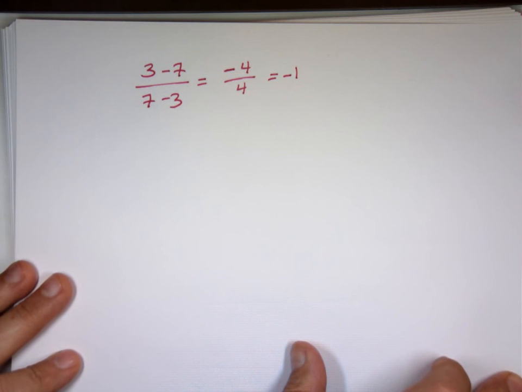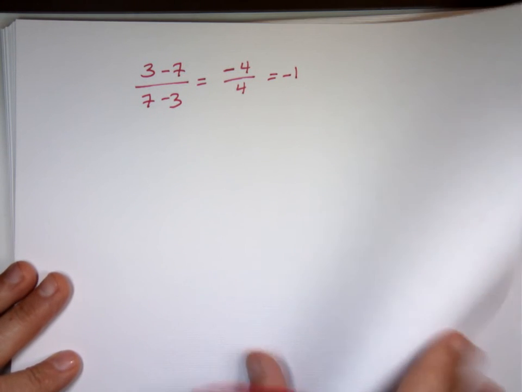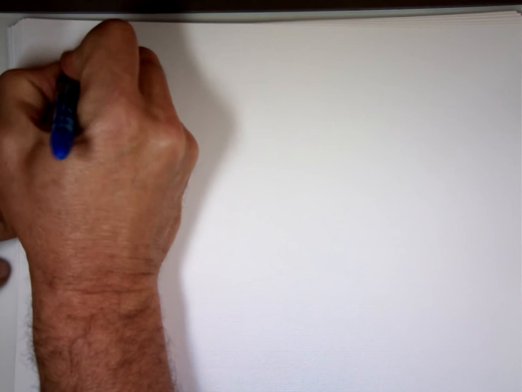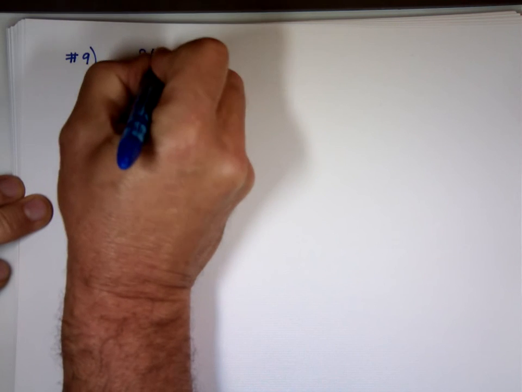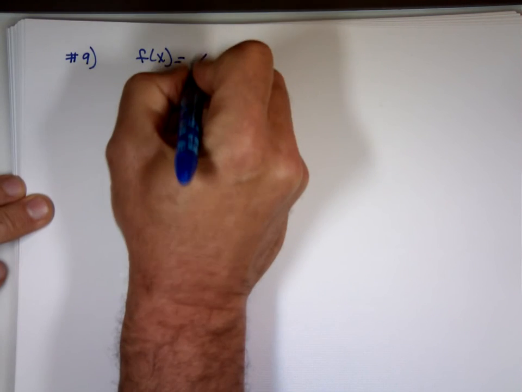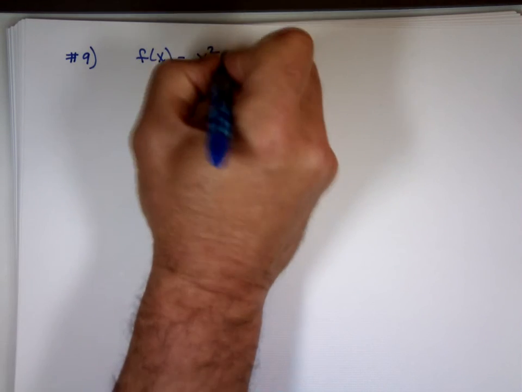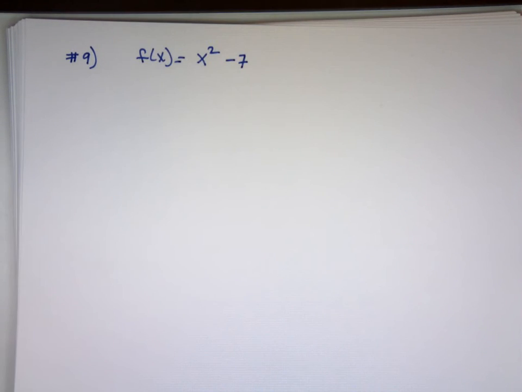And let me look at 9, the last one on this section. F of x equals x squared, and I think mine is negative 7. And this one, find the domain and the range, and that's it. Number 9. Find the domain, find the range.